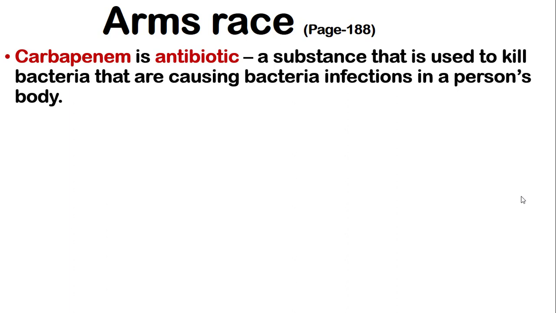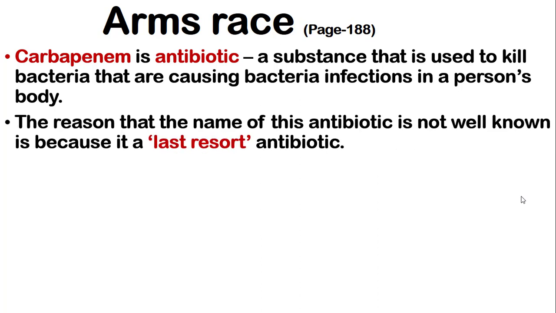Carbapenem is an antibiotic. Antibiotics are substances produced by one living organism to kill off another living organism. So carbapenem is one of the antibiotics. It is a substance used to kill bacteria that are causing bacterial infection in a person's body. Used to means nowadays carbapenem is not as effective as it was. Why is it not as effective as it was? Because bacteria get resistant to antibiotics as we use the antibiotic over and over again.